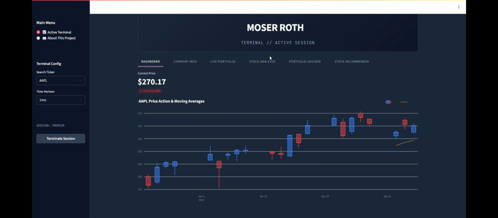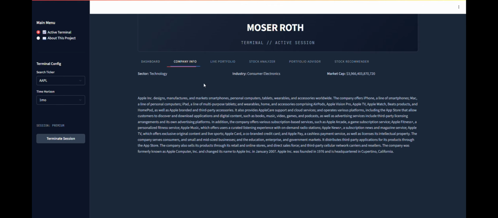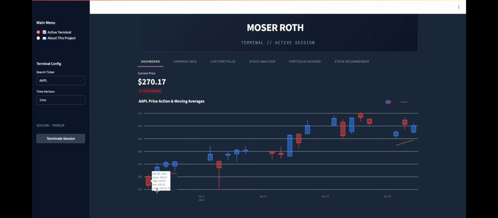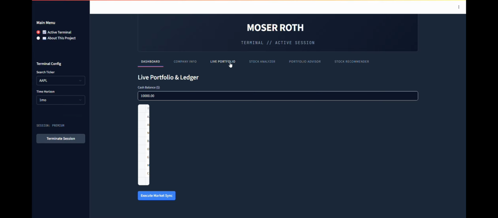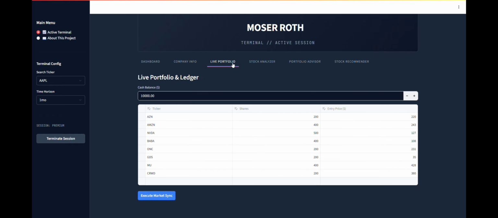Alright, welcome to the app page. As you can see here, we have already loaded the ticker Apple, and this is just a very basic candlestick dashboard with company info. I got all that data from Yahoo Finance using their API. Over here is the live portfolio, and I've already constructed a sample portfolio. And first, let's sync the market data.